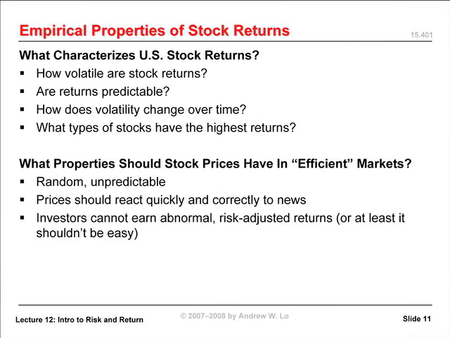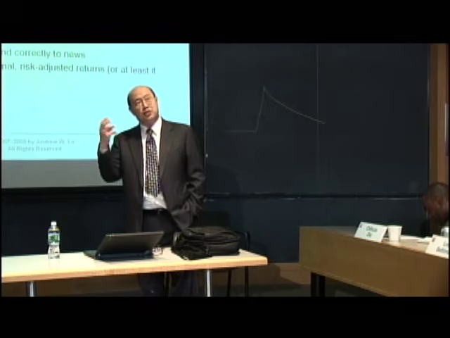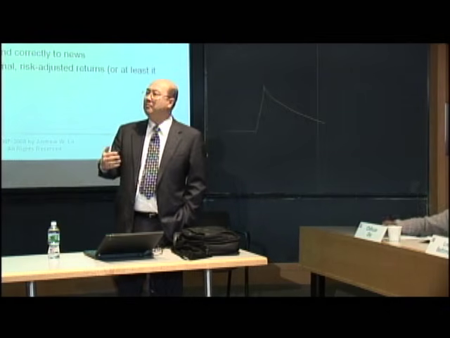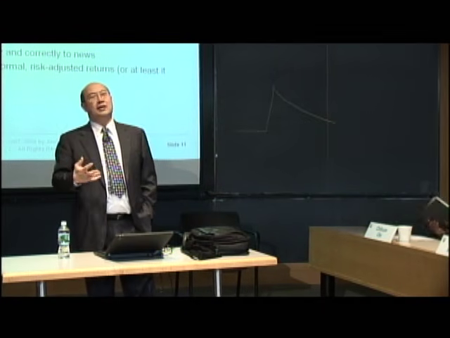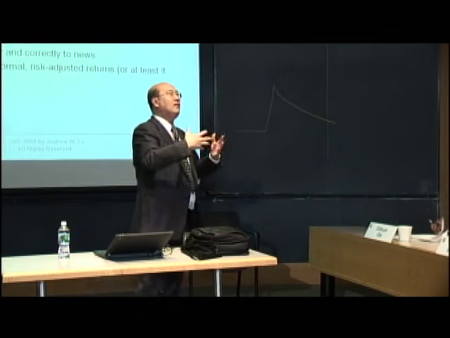The second property that I think you'll agree is a reasonable one for us to expect is that prices should react quickly to new information. It should adjust to new information really without any kind of delay. And finally, we'd like to see that investors shouldn't be able to earn abnormal returns after you adjust for risk. In other words, once risk adjustment is taken into account, there shouldn't be any additional return left over. That's what we think of as a well-functioning market.